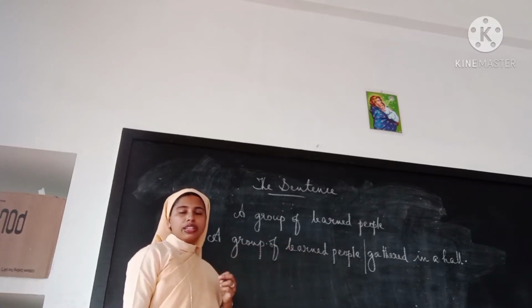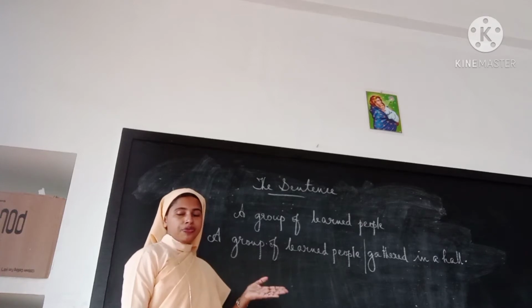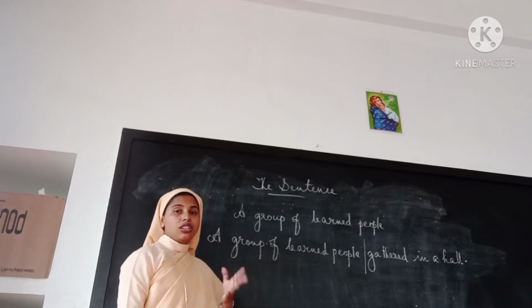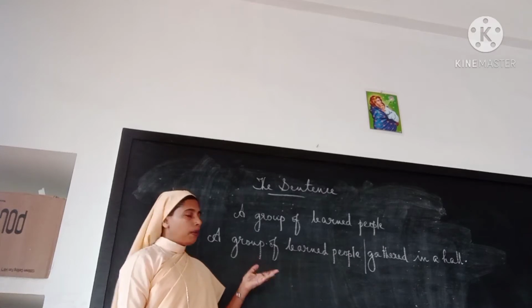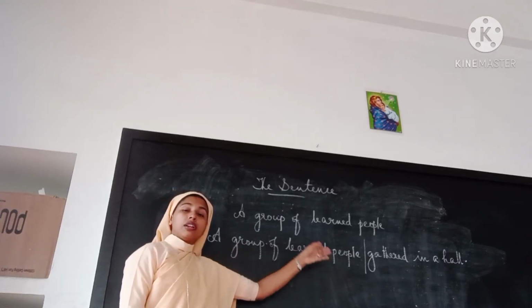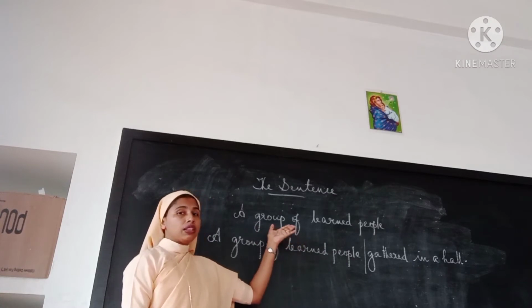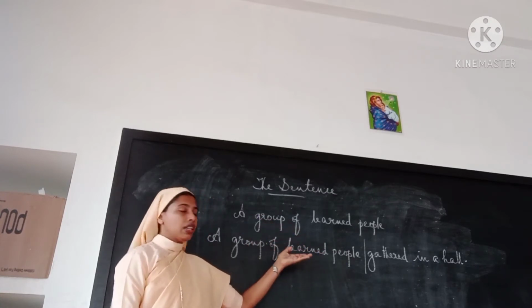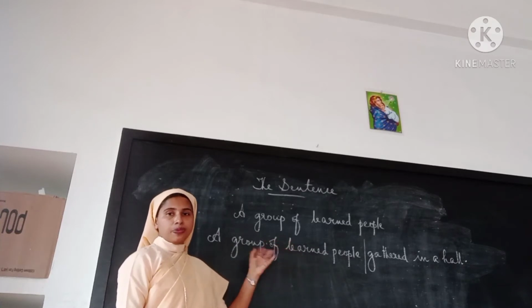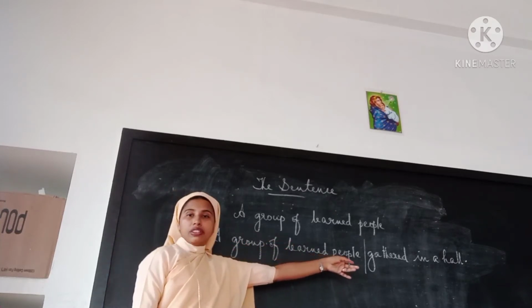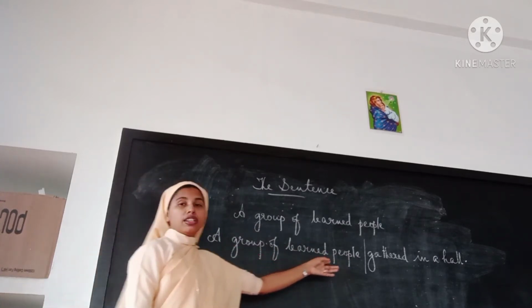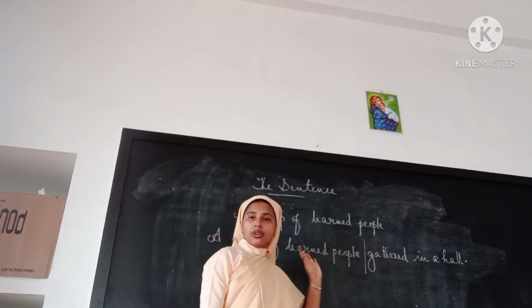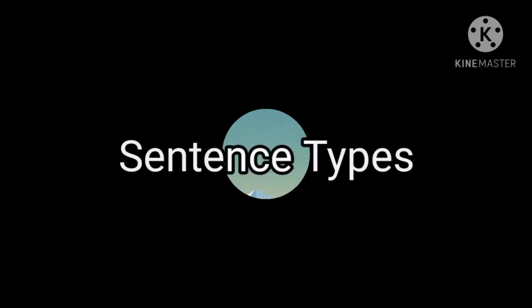Sometimes it will be a single word. For example, I teach. I alone is the subject there. Teach is the verb. So there is only one word in the subject part and one word in the predicate part. But sometimes there may be more than one or two words in a subject and predicate. So here the verb starts only there. So we can divide it here, with the subject as a group of learned people, and gathered in a hall as the predicate. Hope you understood.